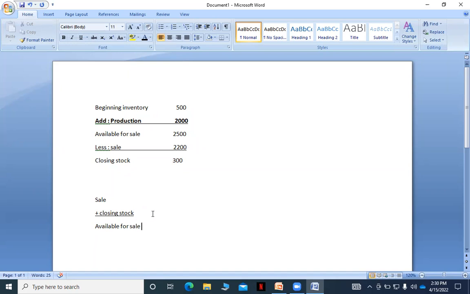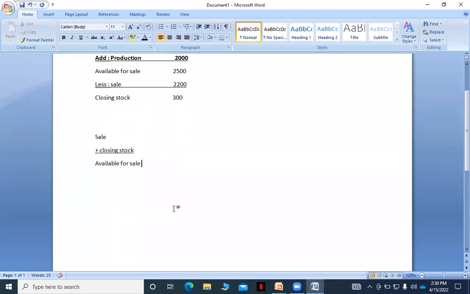Now from this available for sale, we'll deduct the beginning stock. If we deduct the beginning stock, then we can easily calculate the production unit. Whatever we calculate here, we'll call it the production.